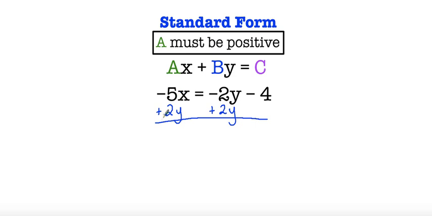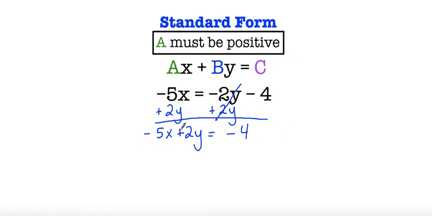And again, these are not like terms, so I'm just going to rewrite them. I know that my term -5x goes first because that's ax. So -5x, and then I'll write plus 2y equals, and now this cancels out, -4. So here I have -5x plus 2y is equal to -4. And this is in the correct order. However, a is not positive.